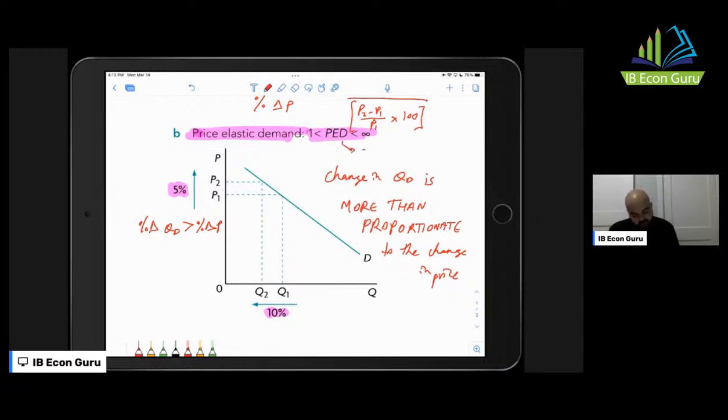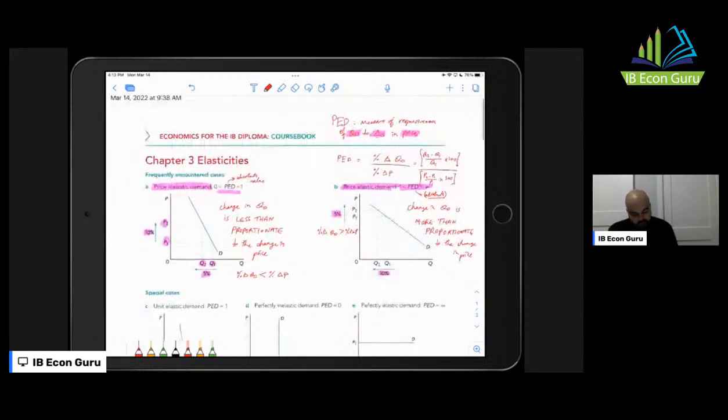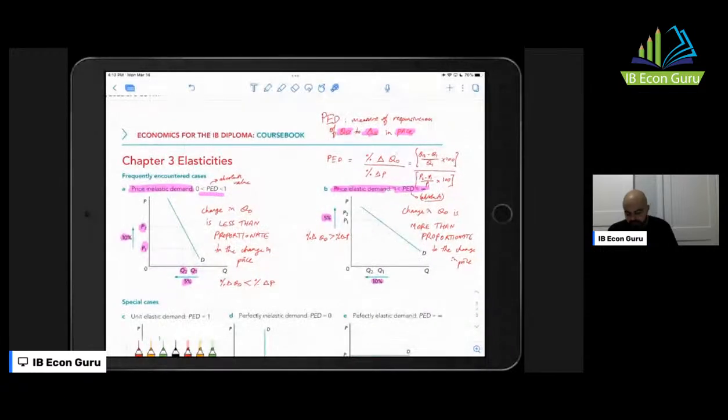Again, remember we're talking about the absolute value. We ignore the negative sign. Okay, so these are the frequently encountered cases. You have price inelastic demand, where elasticity is less than 1, between 0 and 1, or price elastic demand, where elasticity is between 1 and infinity. We ignore the negative sign.